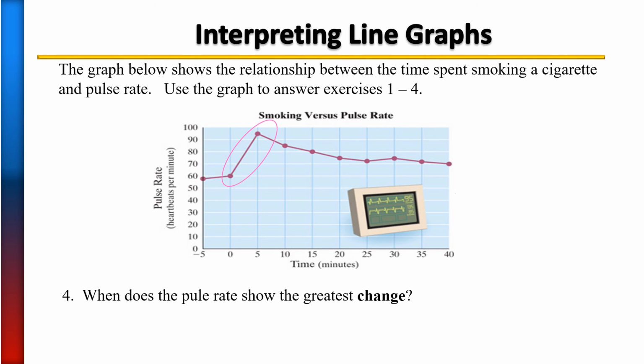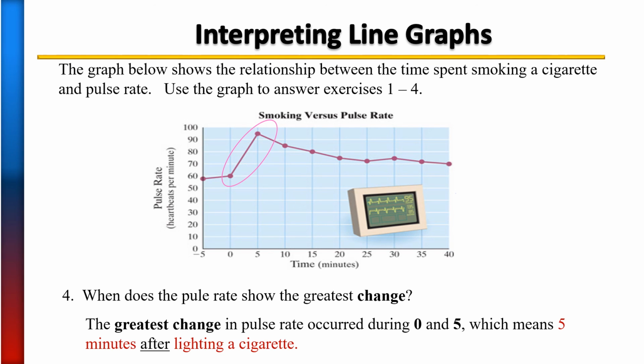So to interpret that, when does the pulse rate show the greatest change? Recall, 0 means the moment they lit up the cigarette. So this change is between 0 and 5, which means 5 minutes after lighting the cigarette is when you saw the greatest change in the individual's pulse rate.